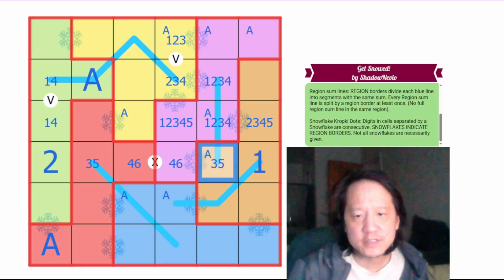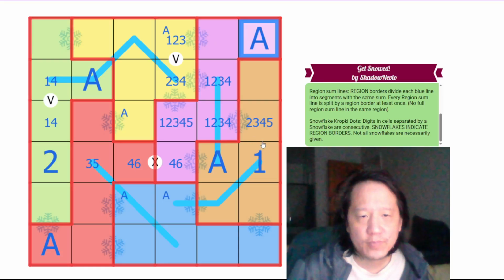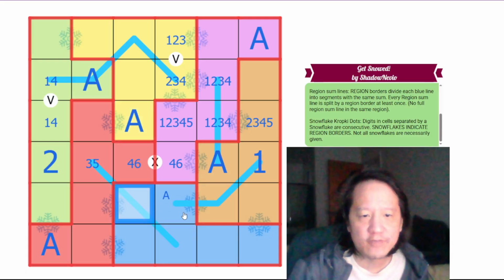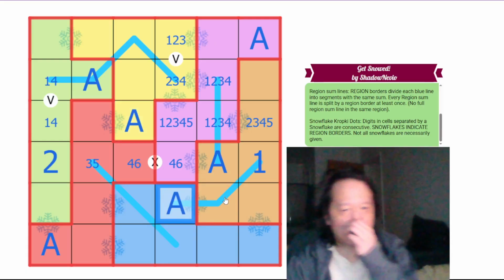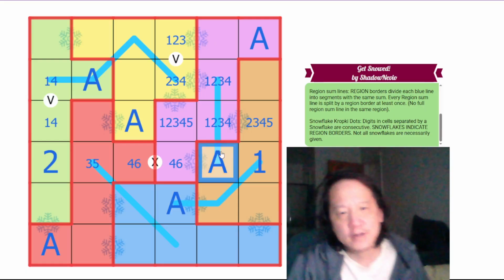Since this is A, we know none of these two cells in the pink region can be A, so this has to be A over here. Which means this is not A here. Where is A in the yellow region? It has to be here, which eliminates A from being there, so this is A there. And it must be 3 or 5.